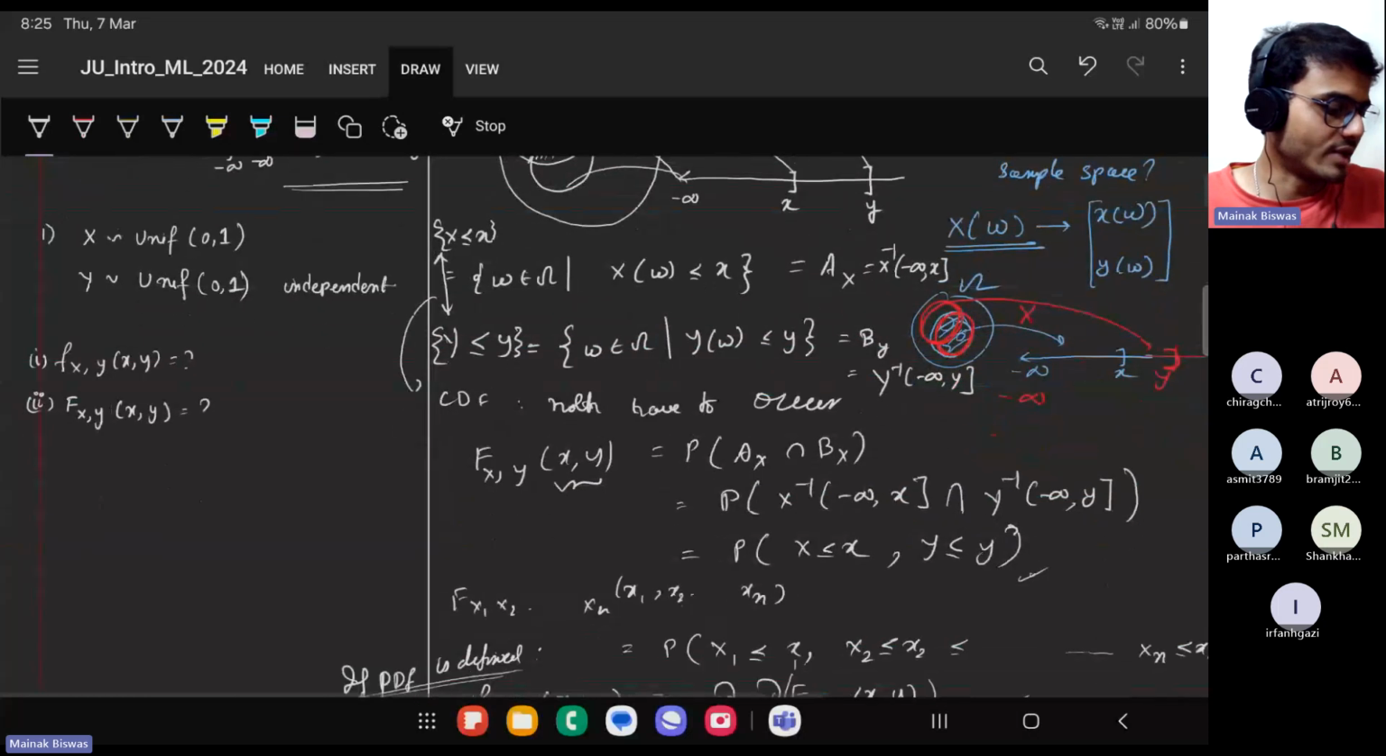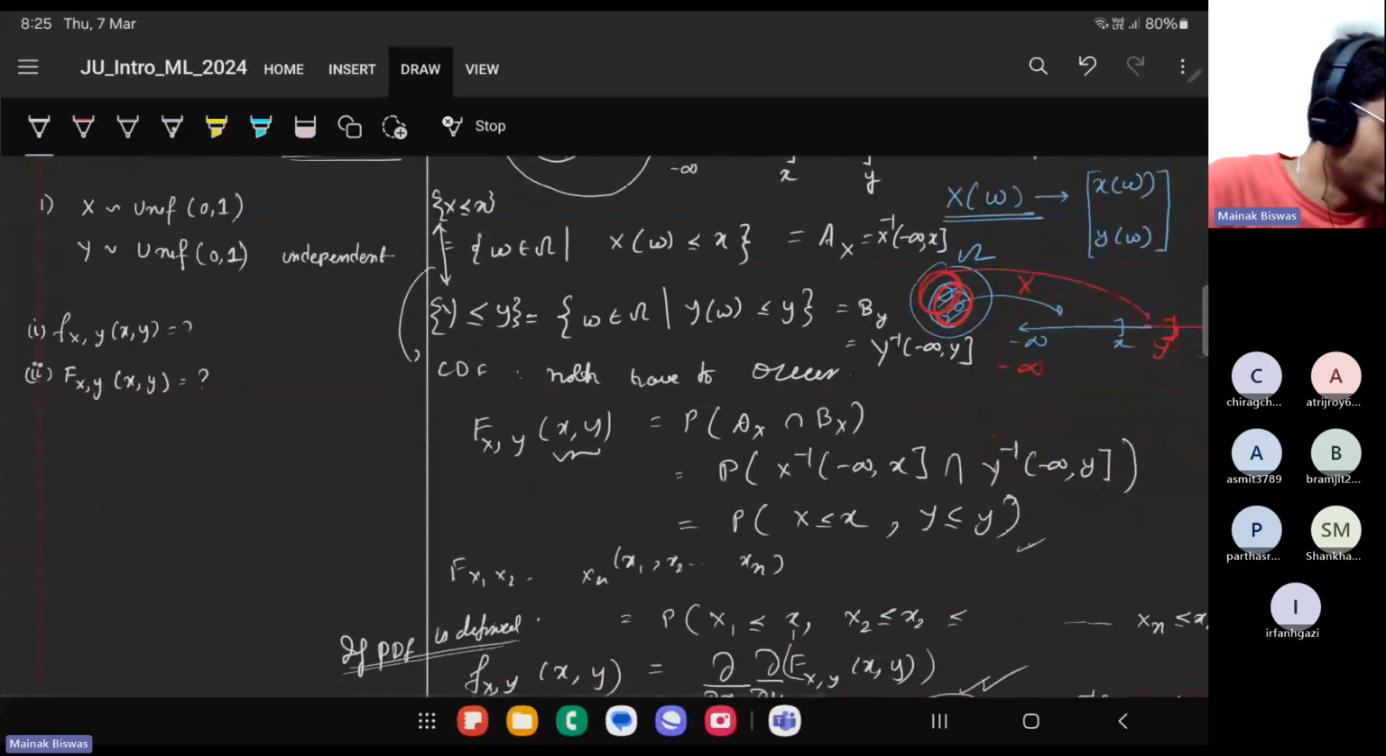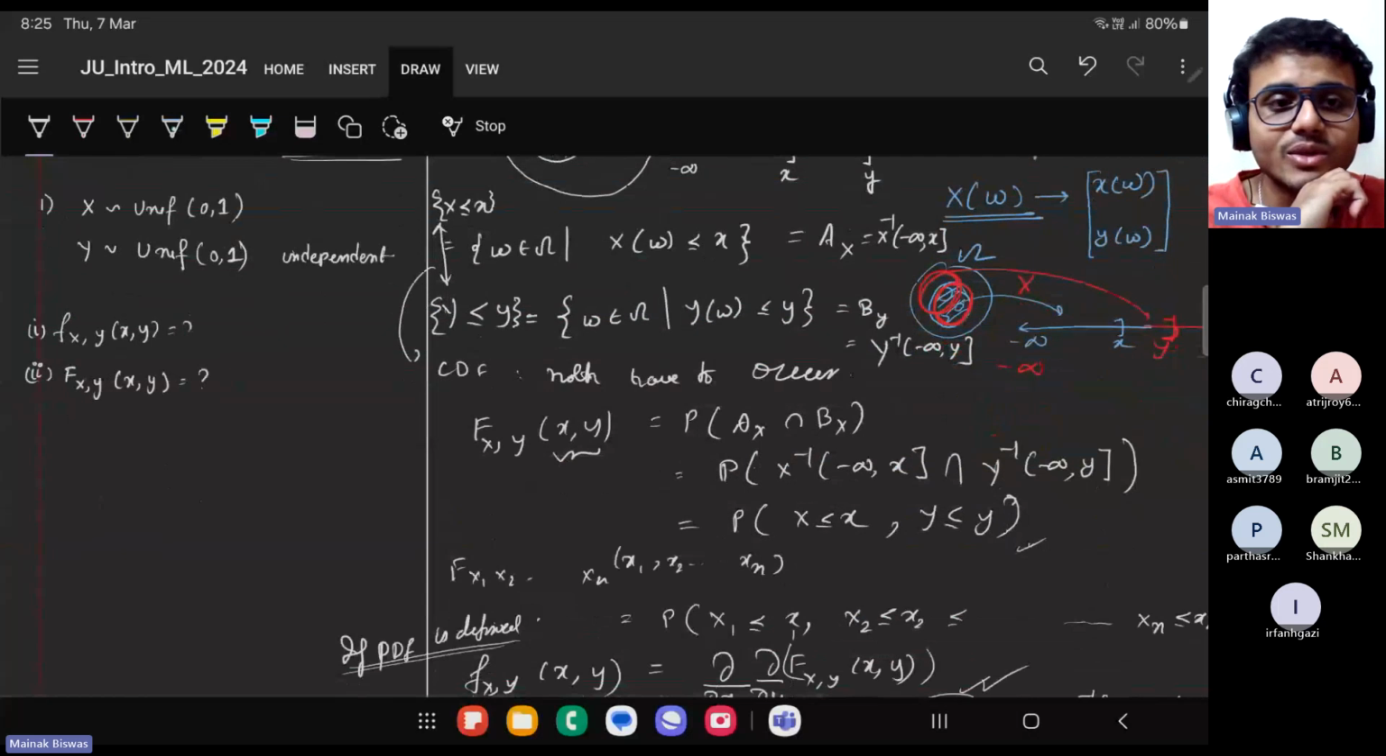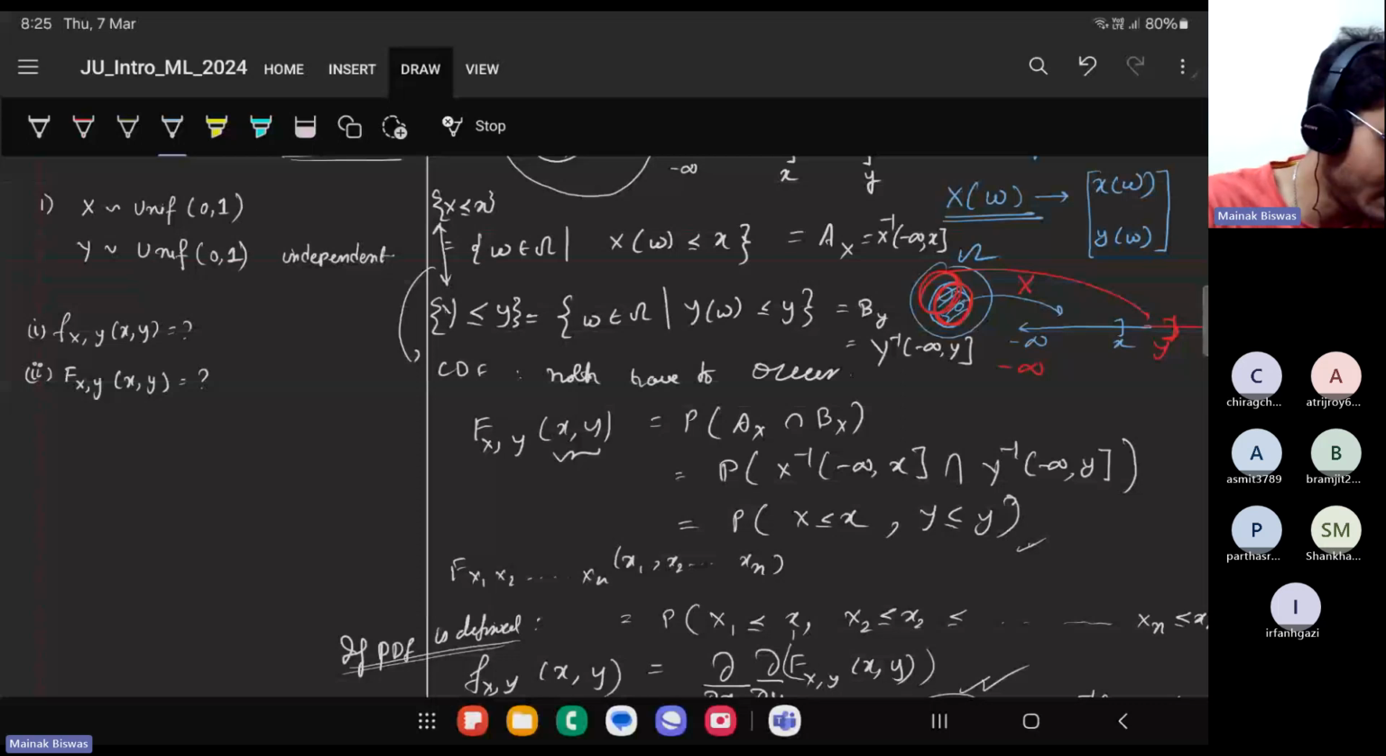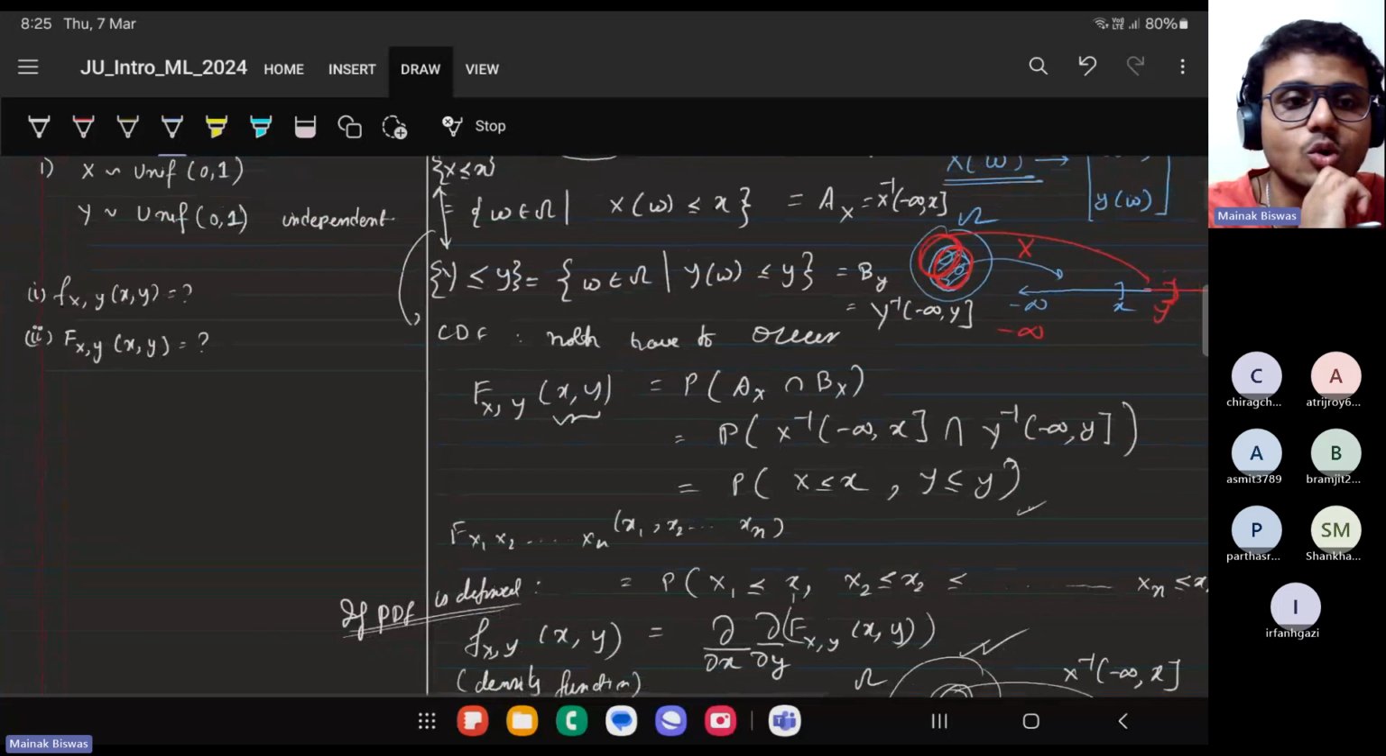Okay, so let us do this question. I have two random variables x and y, which are independently sampled between 0 and 1. I am told to find the joint distribution of xy and the joint PDF of xy. Let us find the PDF. Can anyone tell me how to go about this? So there are two independent variables, right?